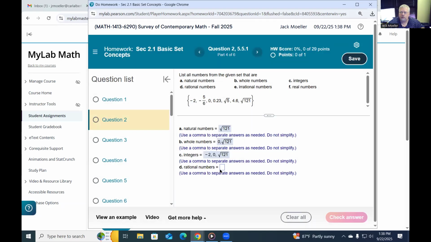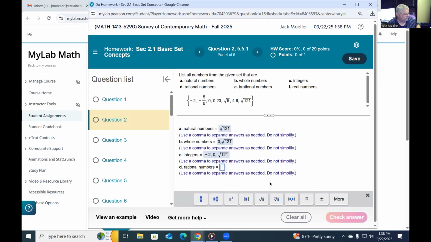Okay. What are the rational numbers? Rational numbers are anything that can be written as a fraction. So all our previous answers plus anything that can be written as a fraction. Well, we have -5/6. That 0.23 is a decimal number that ends. That 4.6 is a decimal number that ends. So we have 3 new answers.